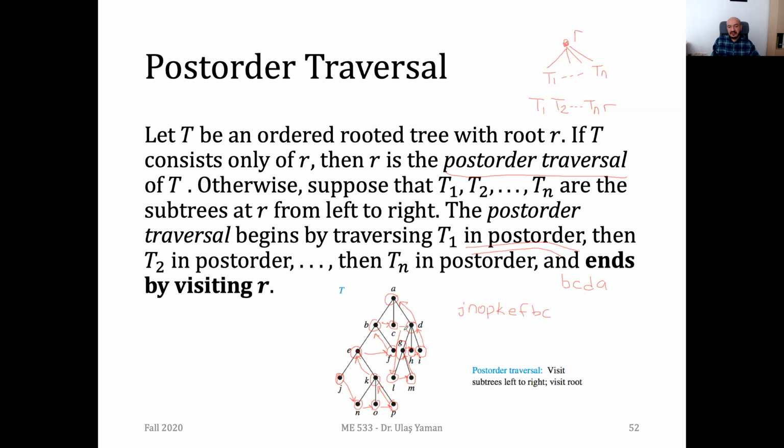Then I switch to T1, T3 of A, and I need to start with L. The sibling of L is M, and then their parent G. Its siblings H and I, their parent D, and the last parent, the root, is A. So that is the post-order traversal of the given example.